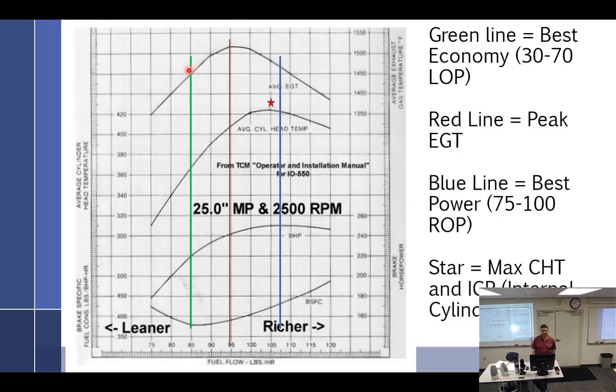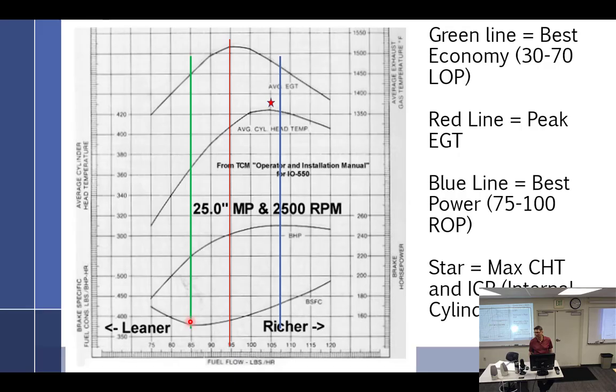Now, before we go, let's look at our green line, best economy, 30 to 70 degrees lean of peak. Lean of peak, EGTs are good. Cylinder head temp is fantastic. We've lost a lot of horsepower, but we're sipping fuel. You'd want to use that when you're just cruising.